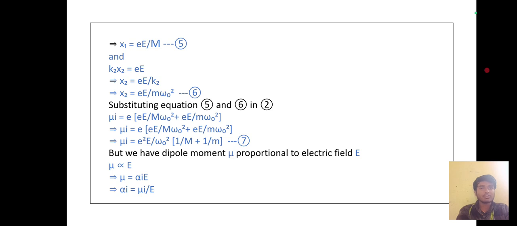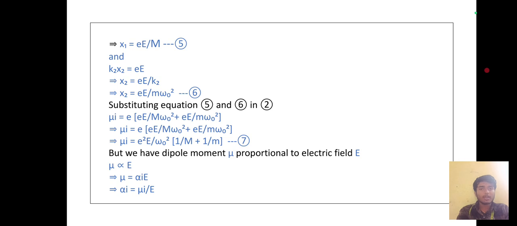This is equation 6. Substituting equation 5 and 6 in equation 2, we get mu_i equal to e into (e E by capital M omega naught square plus e E by small m omega naught square). Thus, simply mu_i equals e square E by omega naught square into (1 by capital M plus 1 by small m). This is equation 7.